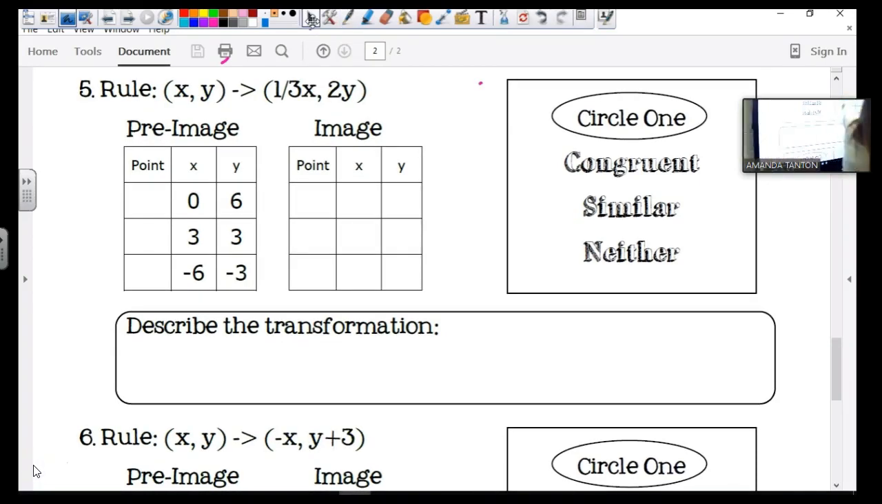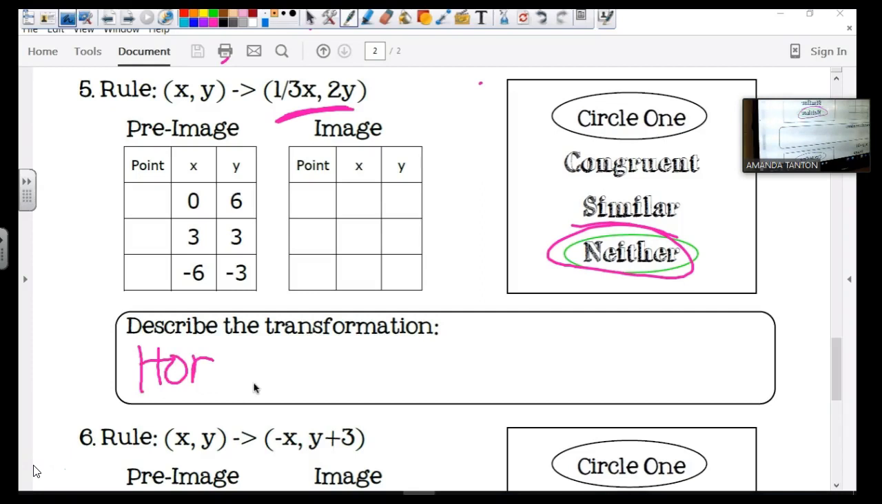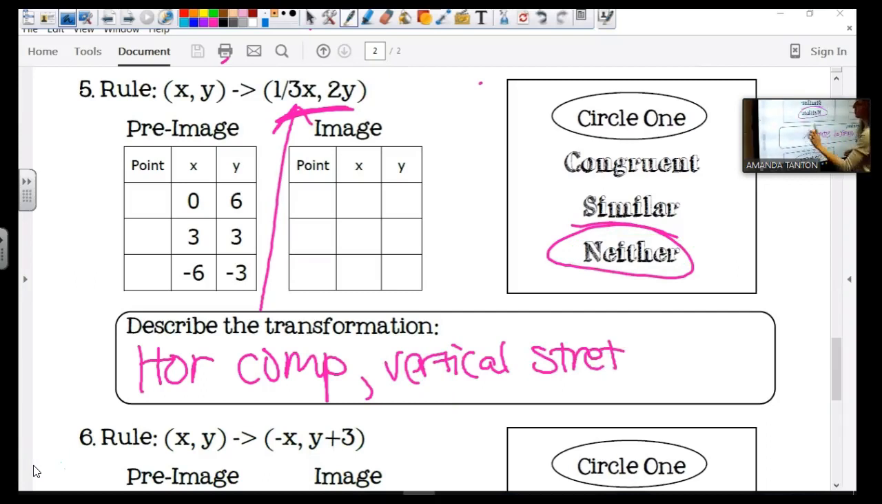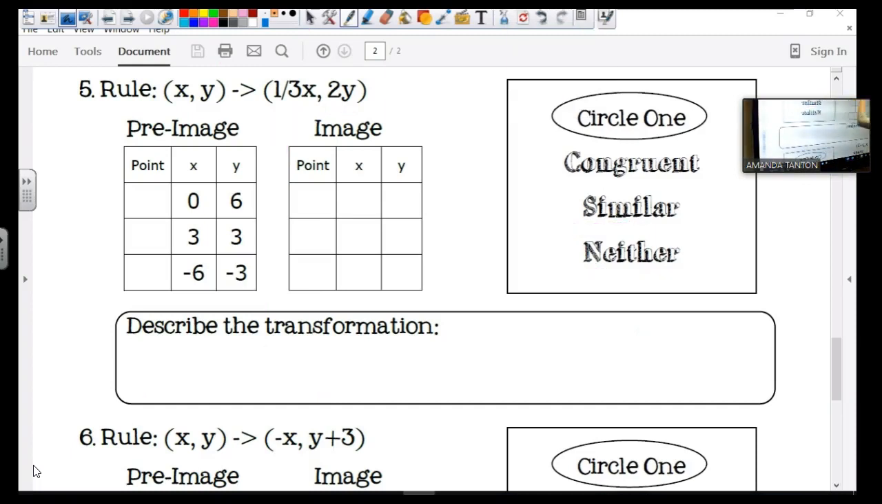Number 5. Congruent, similar, or neither? All right. Good. Okay. What happened here? Let's describe it. What happened? Horizontal compression. Yes. Horizontal compression, because of what happened to x. What else? Vertical stretch. So two things happened in the warm-up. It was never two things. But we went to our figure, we went like this, and then like this. Super fun. All right, we're almost done.